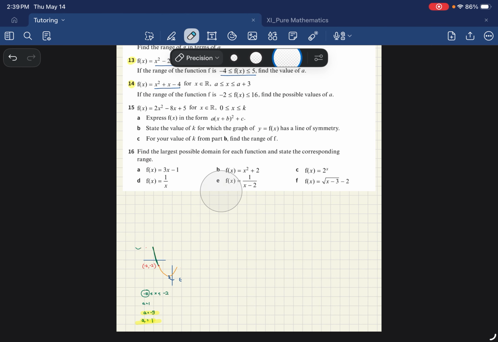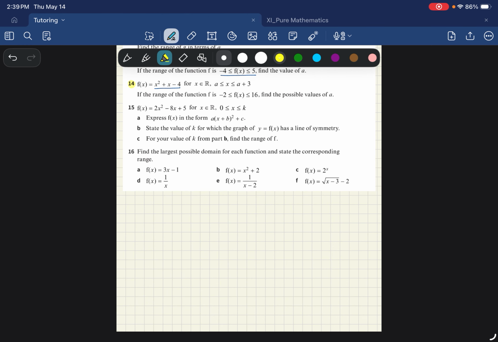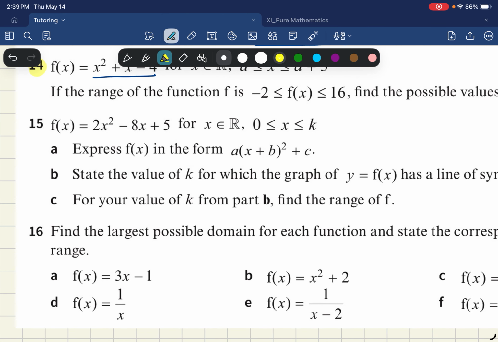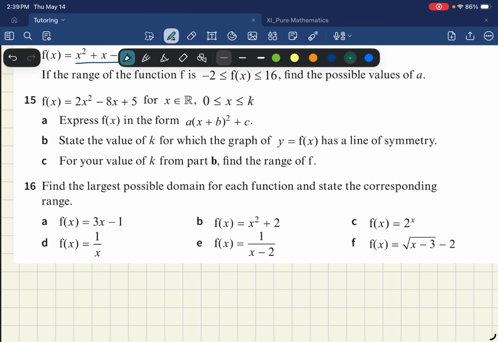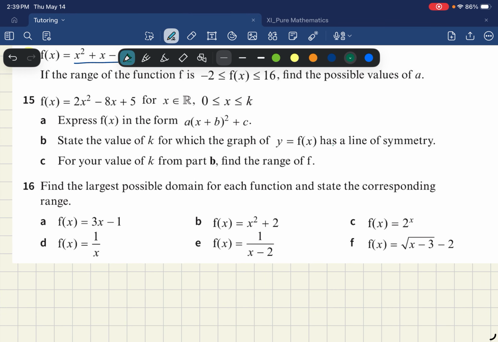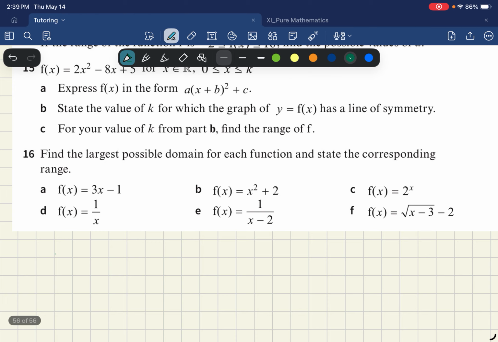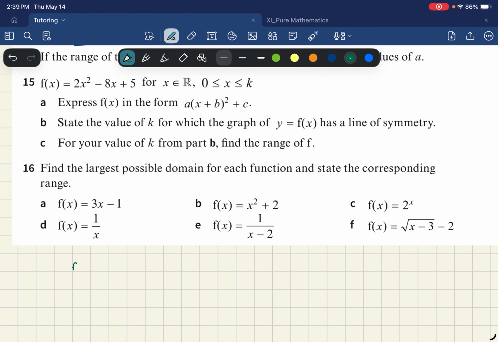We are given f(x) is equal to this expression. So the first part asks us to complete the square. And then state the value of k for which the graph y is equal to f(x) has a line of symmetry. All right. So f(x) is equal to 2x² - 8x + 5. x is a real number. And you have this domain restriction.